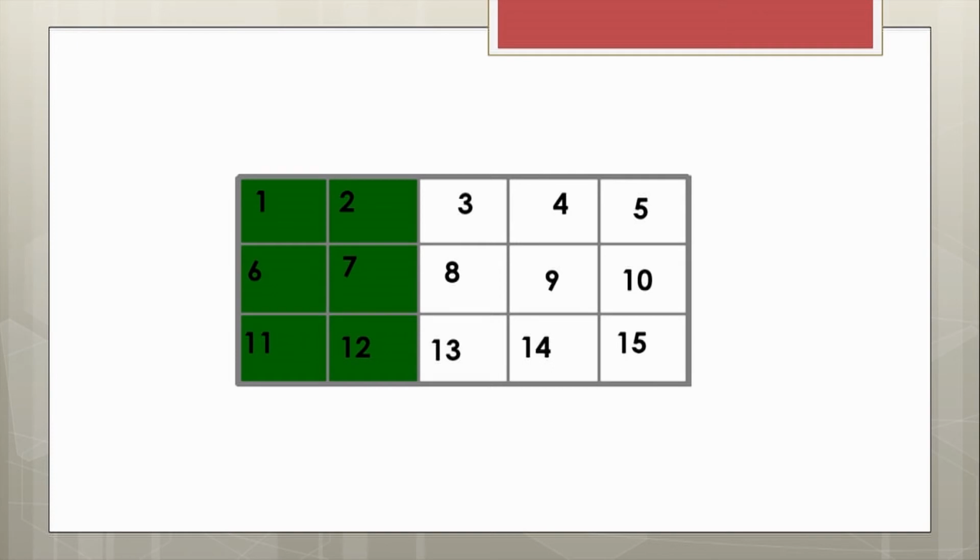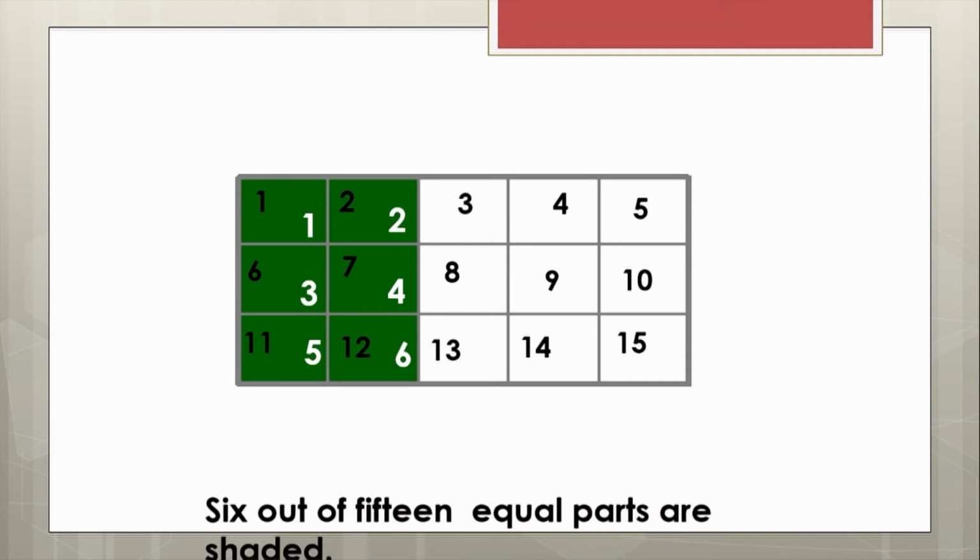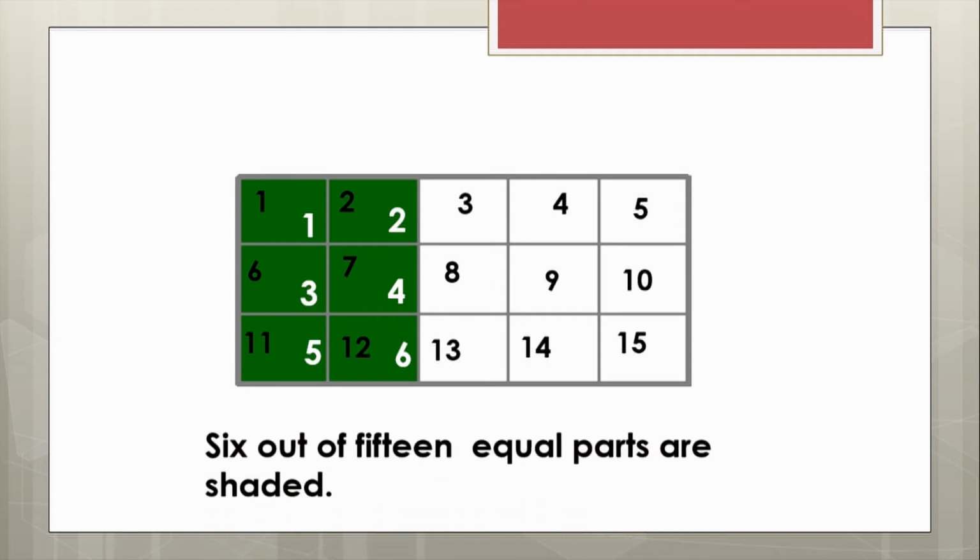And she gave her 2 children 3 pieces each. So 2 3s are 6. 1, 2, 3, 4, 5, 6. So she gave away 6 out of 15 equal parts, which is called 6/15ths. And you have to remember to pronounce that word properly.